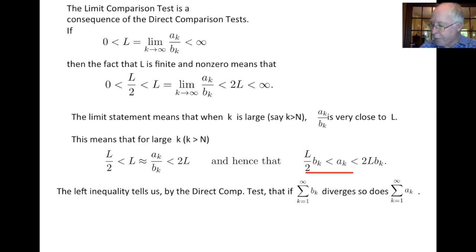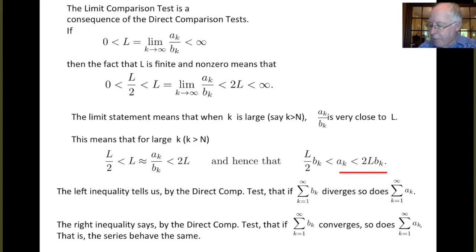Marginal factor of L over 2. And conversely, if you pay attention to the other inequality over here, it shows the AK's are in essence less than or equal to the BK's. So that means if the BK's converge, then so do the AK's. So that shows how we can infer that the two series behave the same.